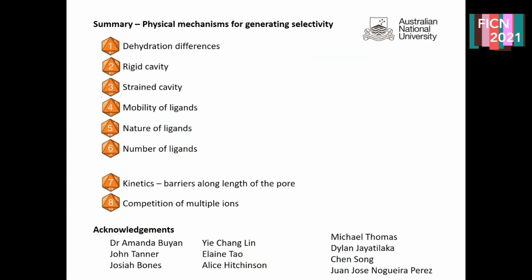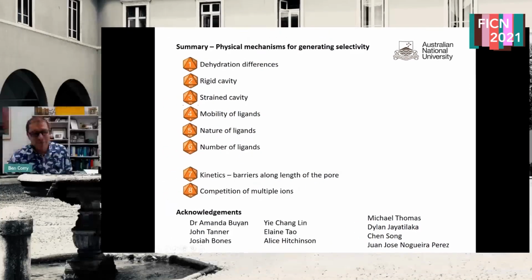Okay, so we're getting close to the end. In summary, what I've tried to do is introduce what I think of as 8 different physical mechanisms that can yield selective transport. And I'm really interested to hear if you think I've missed any different mechanisms, or I should be breaking some of these up into more than one. As I said, the reason for introducing these is to have a toolkit for understanding selection in a range of different situations. And of course, it's possible that more than one of these are at play in any particular case.